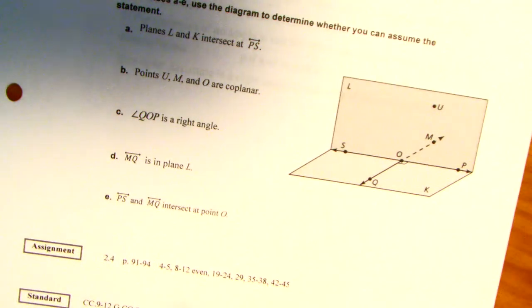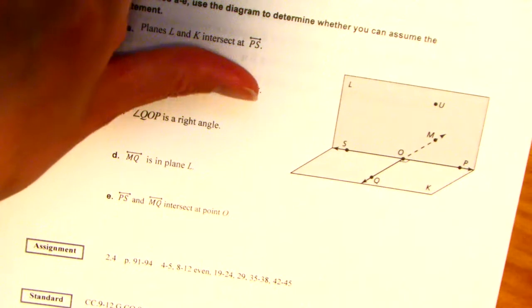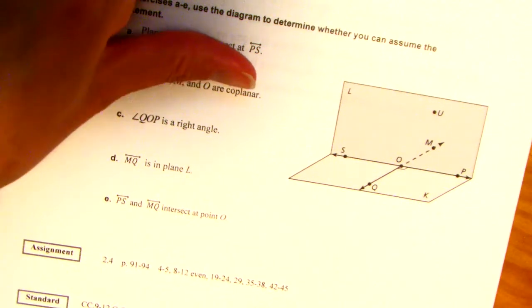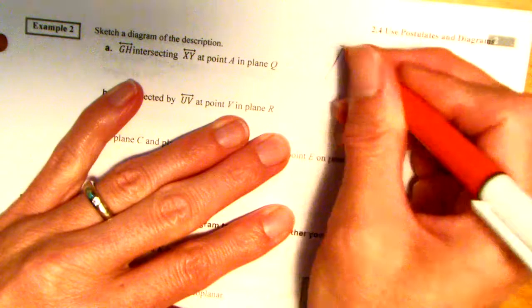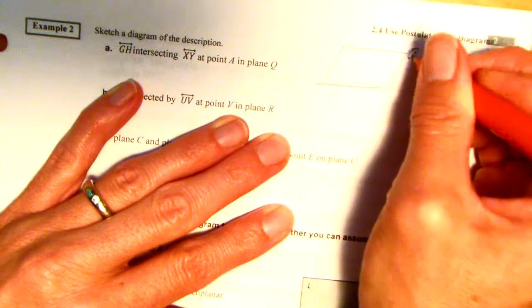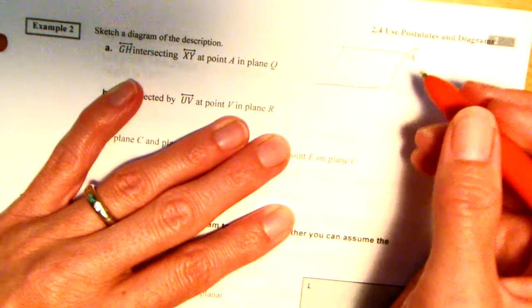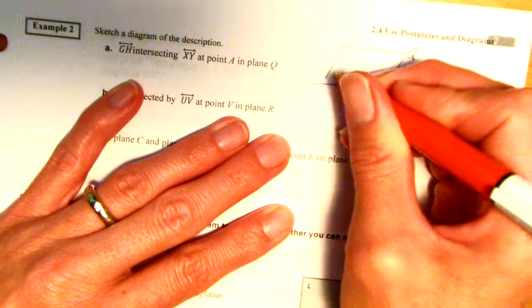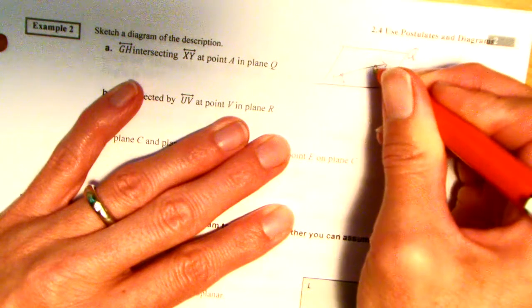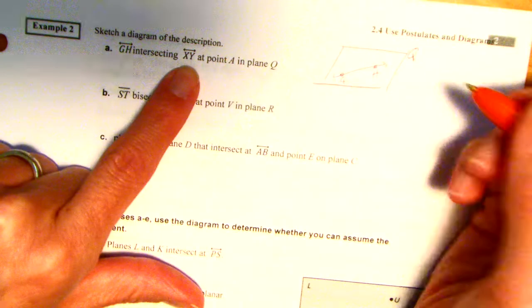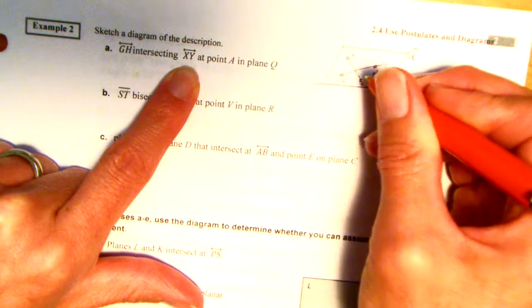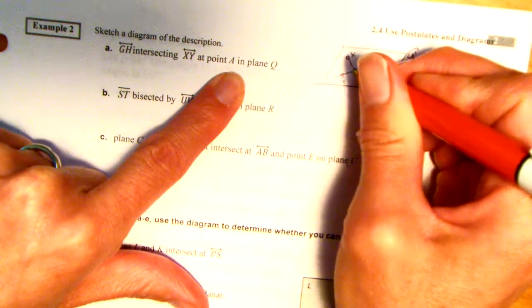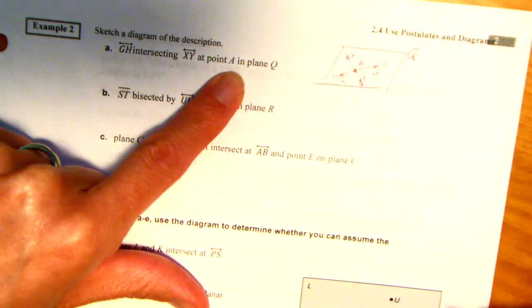Example 2. Sketch a diagram of the description. GH intersecting XY at point A in plane Q. Alright, so let's just make a plane Q. We'll call it Q. And then we have GH, and it intersects XY, nice straight line, huh, at point A. It's not that hard.